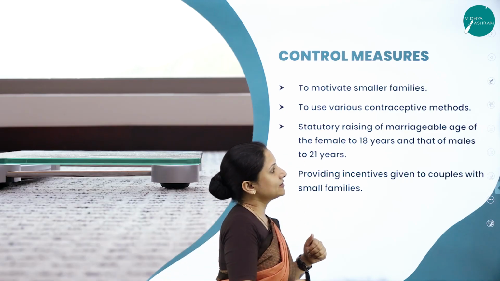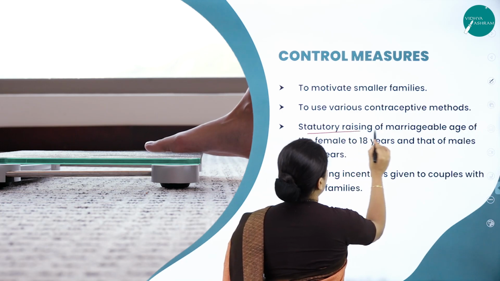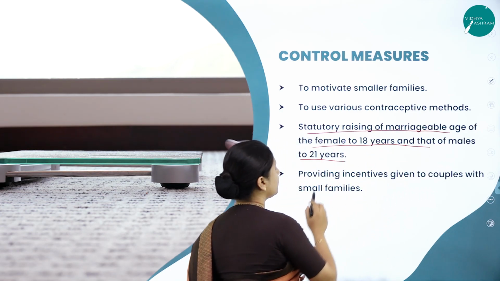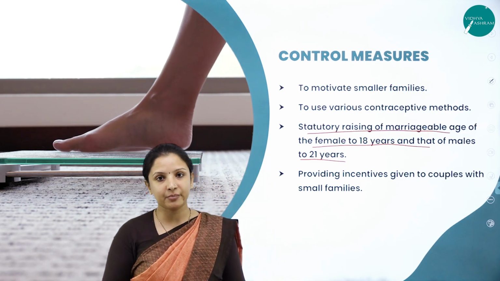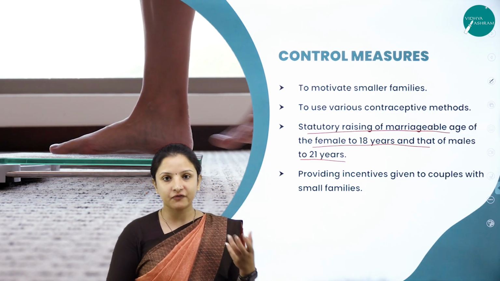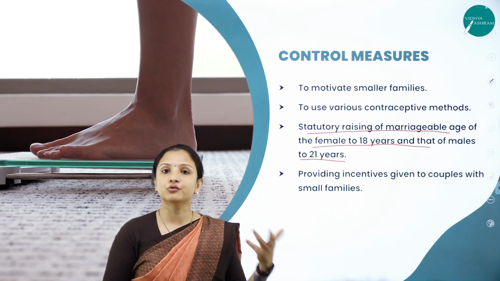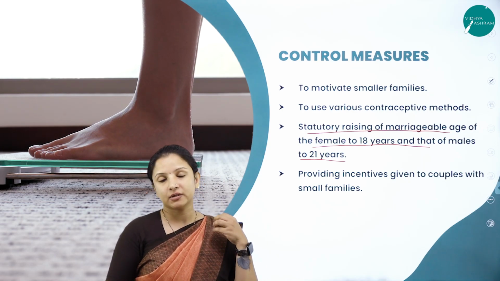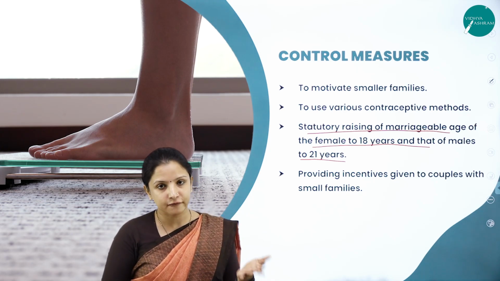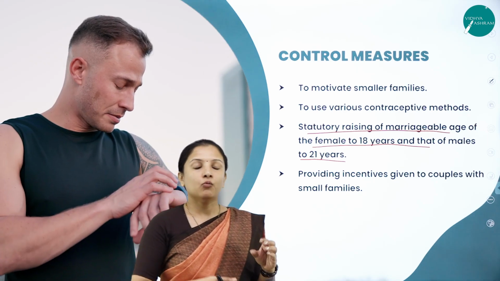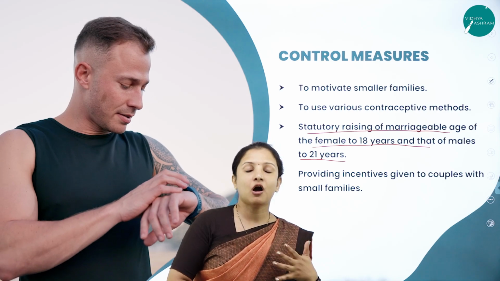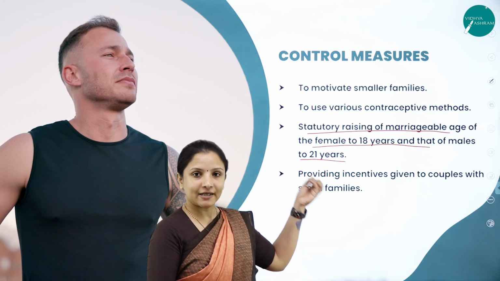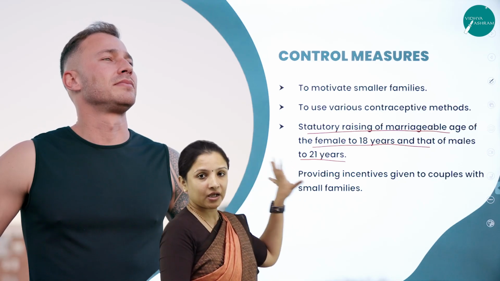Next, statutory raising of the marriageable age of the female to 18 years and that of the males to 21 years. So 18 years, why? Because when the female is 18 years, she'll know what is good for her and what is not. She'll be capable of understanding it. They'll be mature enough to know what is good for the family and what is not, how their financial condition is, so how many children we should have. All that they will have an idea about.